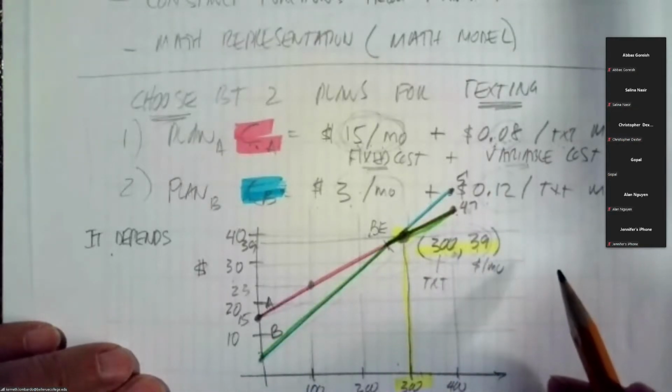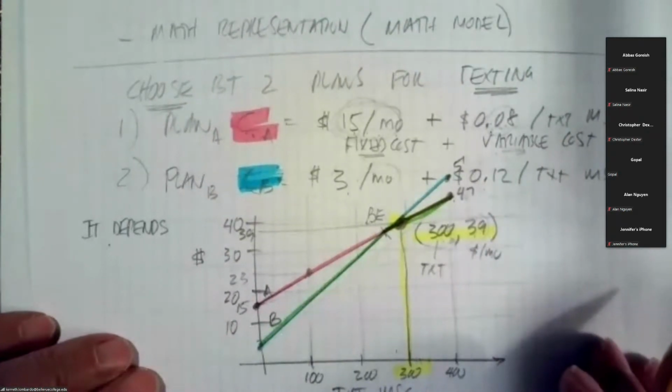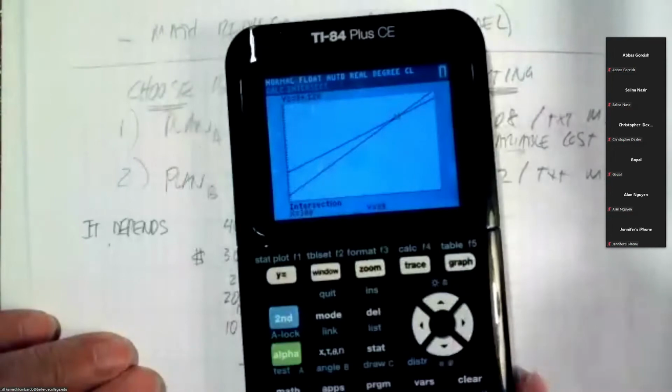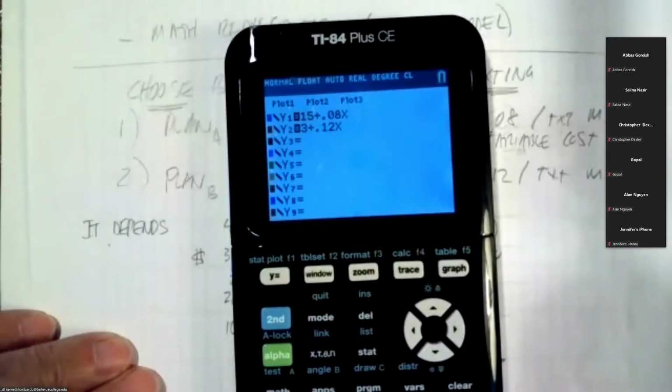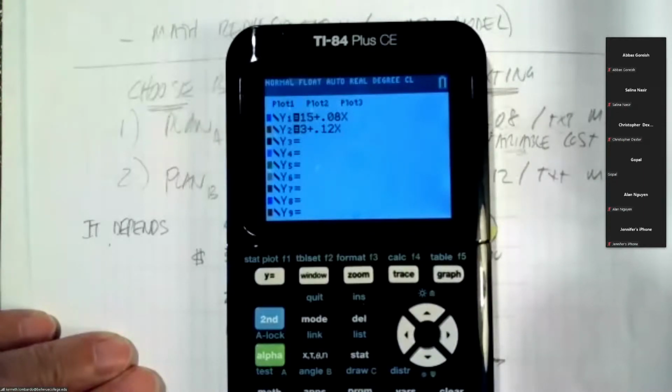Could you please show again how you found the intersection on the calculator? Yes. I put in the two equations. We okay on that? Oh, yeah.